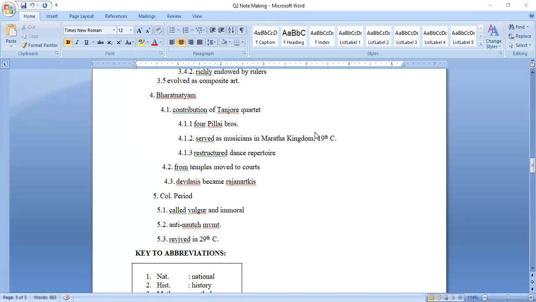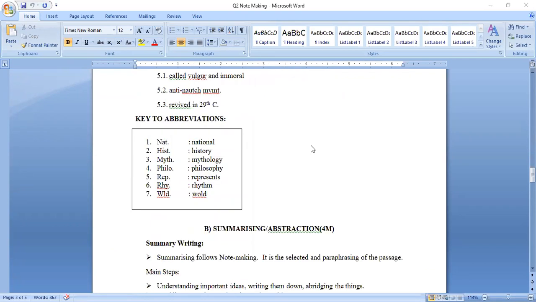Likewise, the fifth one. In total, five points you can write. That is somewhat stable, that means adequate. You don't need to go for more than 6, and of course less than that you can go for 3. 3 is the minimum and 6 is the maximum you can take. The fifth one you can also see: 5.1, 5.2, 5.3, Key to abbreviations.